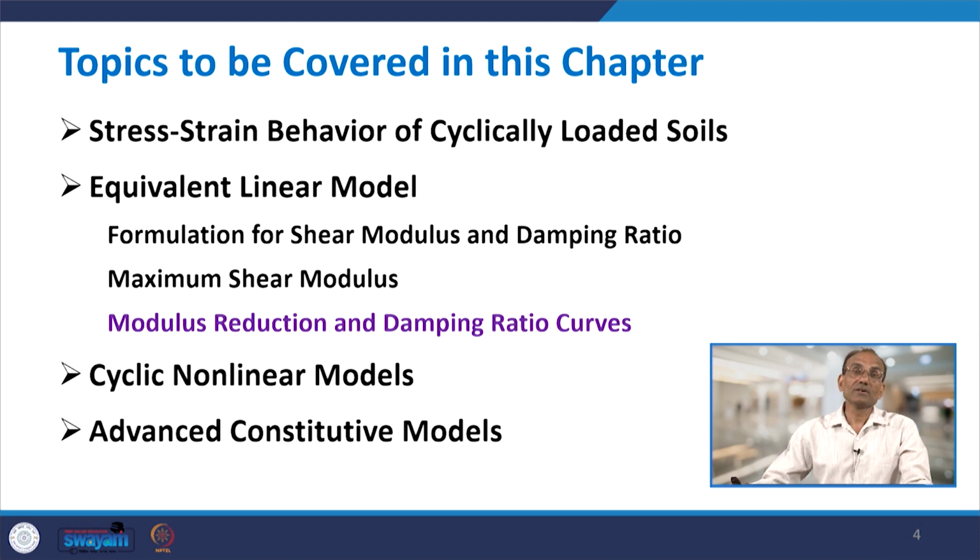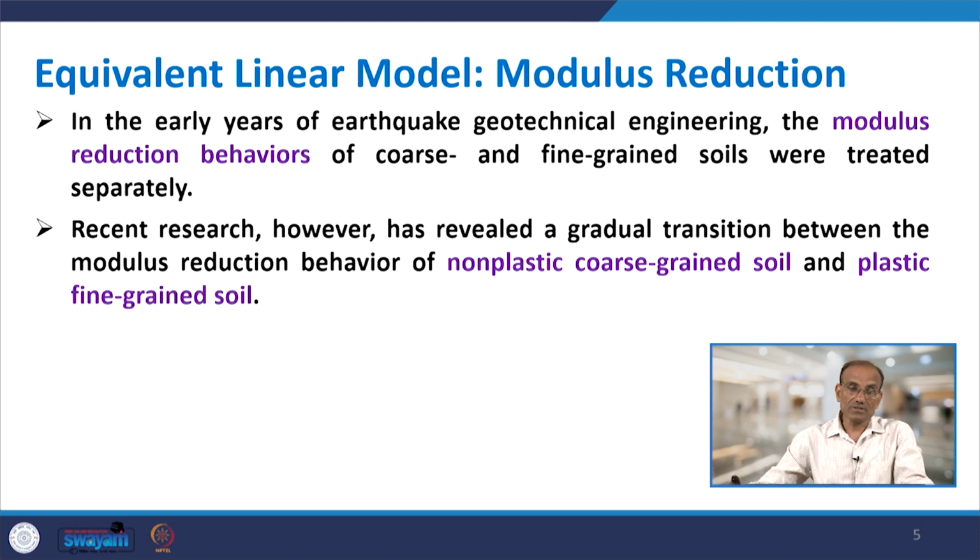listed here. Up to the maximum shear modulus we have covered in lecture 18, and in lecture 19 we will discuss only modulus reduction and damping ratio curves, which is a big topic and very important. In the next lecture the last two topics will be discussed. So, in equivalent linear models, in this lecture we are going to talk about two things: one is modulus reduction, another is damping ratio.